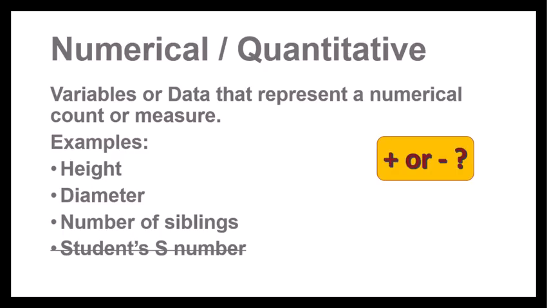This last bullet here, a student's S number. Your student number, even though it is a number, it wouldn't make any sense to add together two people's student numbers. That result wouldn't mean anything meaningful. Even though you could add the numbers because they are numbers, they're not representing a count or a measure.